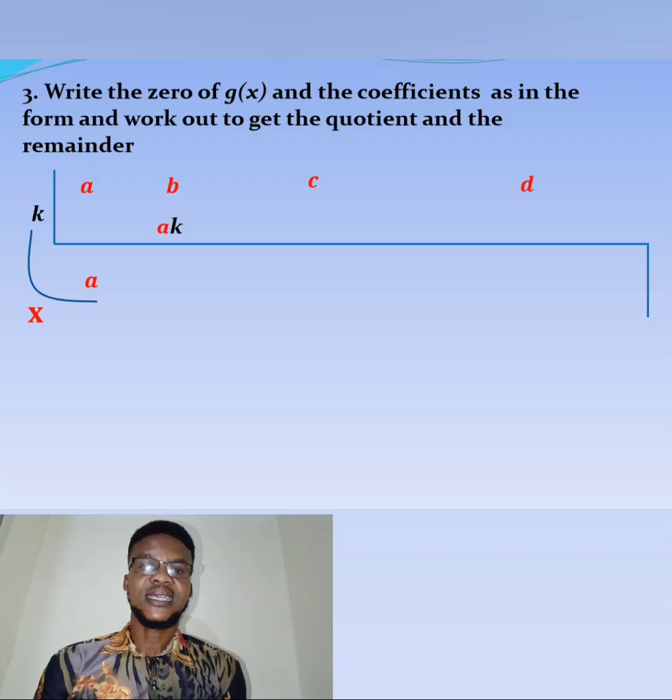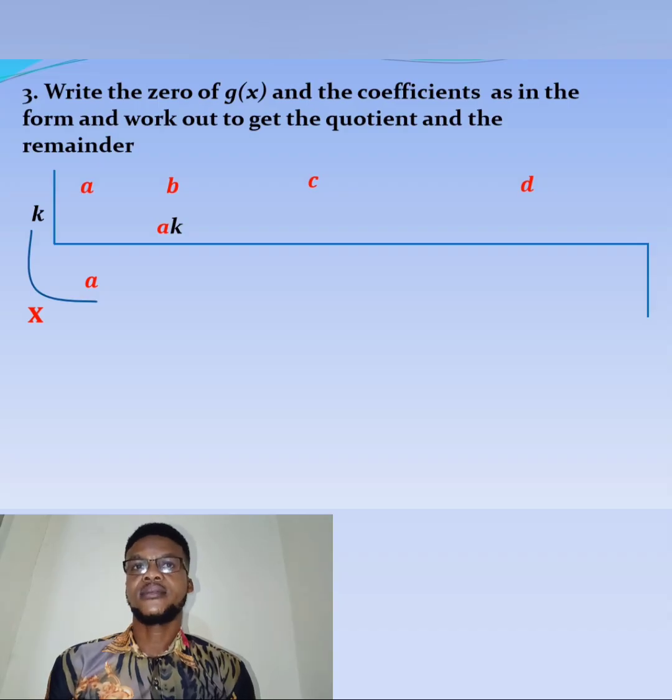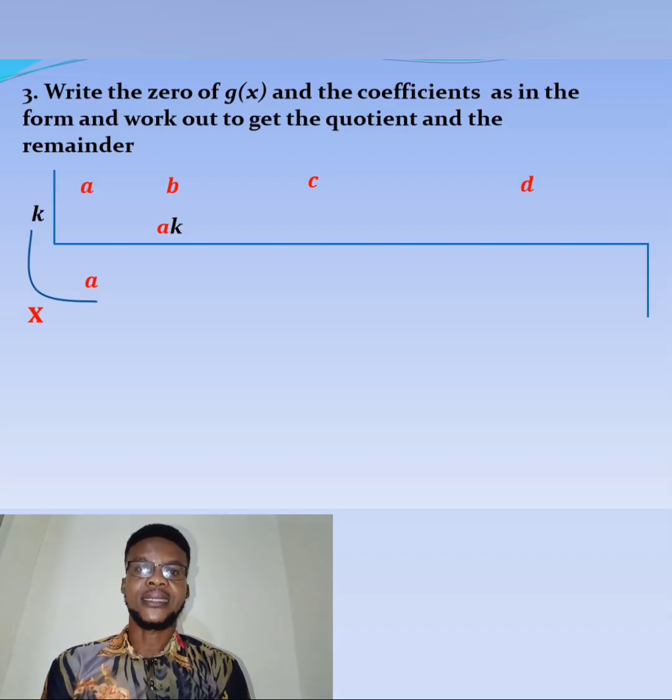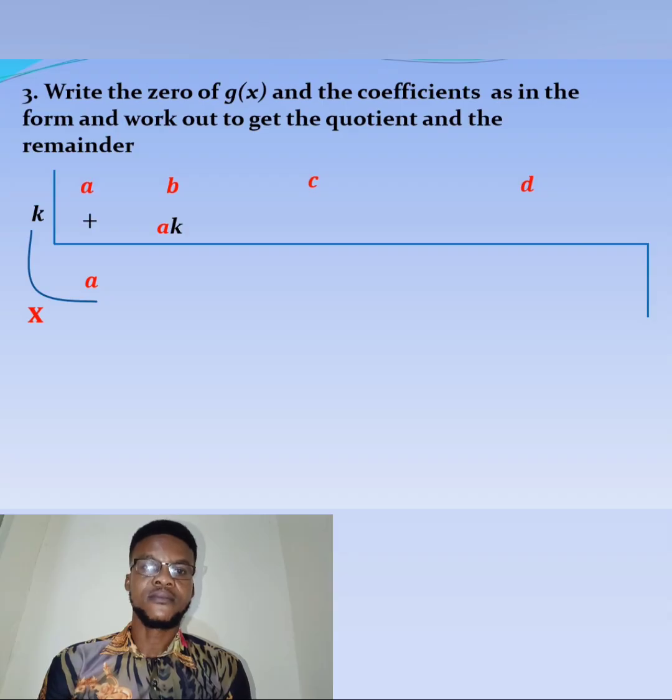After writing it under it, the next step is that you are going to add. Add them. Have you gotten that? Good. So it means you are going to add b to what? Ak. Now once you add it, you write the answer under. Have you gotten that? Great.